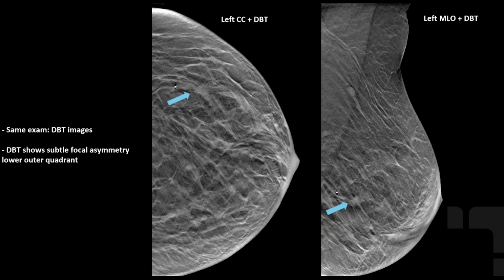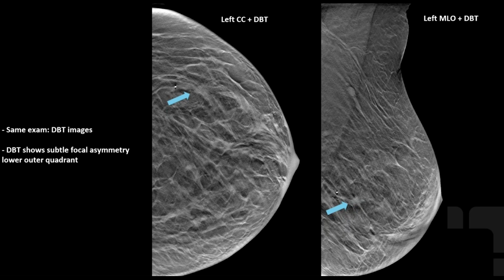As you can see depicted by the blue arrows here, we have still images from that same exam showing a little mass with associated architectural distortion in the lower outer aspect of the left breast. This had been really difficult to detect prospectively, and it was not visible on the 2D images. I want to highlight that I've selected the most suspicious focal view here. You can imagine as you're scrolling through these tomosynthesis images, these findings, though they may look obvious here with the arrows pointing to them, can be really, really hard to see prospectively.